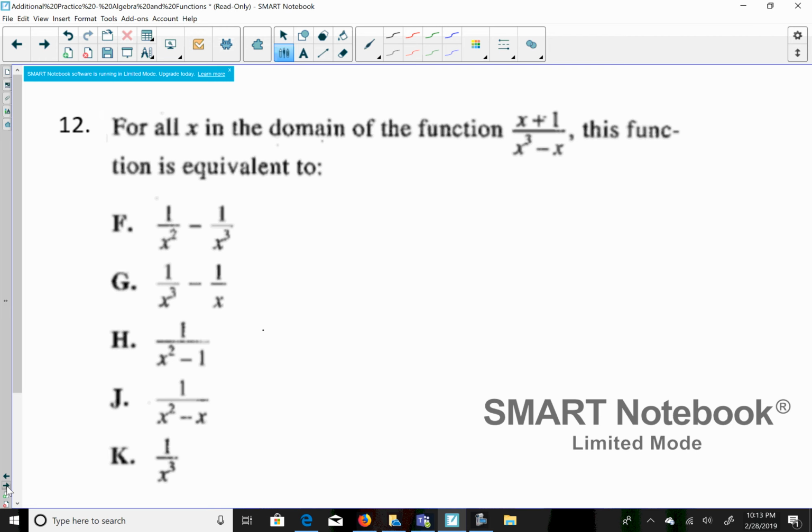Number 12. For all x in the domain of the function x plus 1, this function is equivalent to... I'm looking at my choices, and I realize that I'm going to have to somehow simplify the fraction that they gave me. So I have x plus 1. In the denominator, it has the greatest common factor of x, so I'm going to factor that out. When I factor that out, I'm left with x squared minus 1. I recognize that x squared minus 1 is the difference of two perfect squares, so I'm going to factor that as x plus 1, x minus 1, remembering to bring that x along.